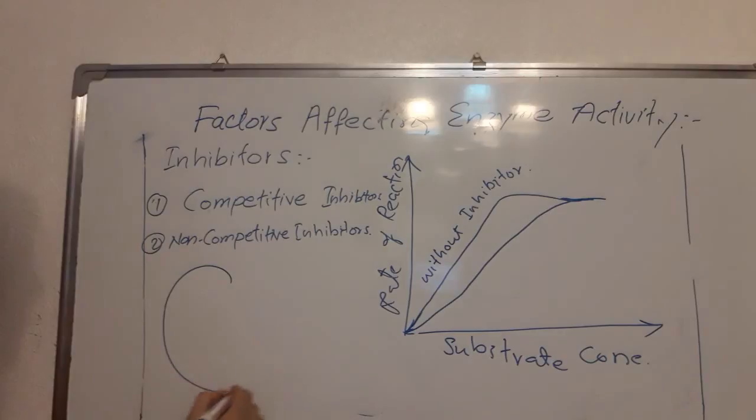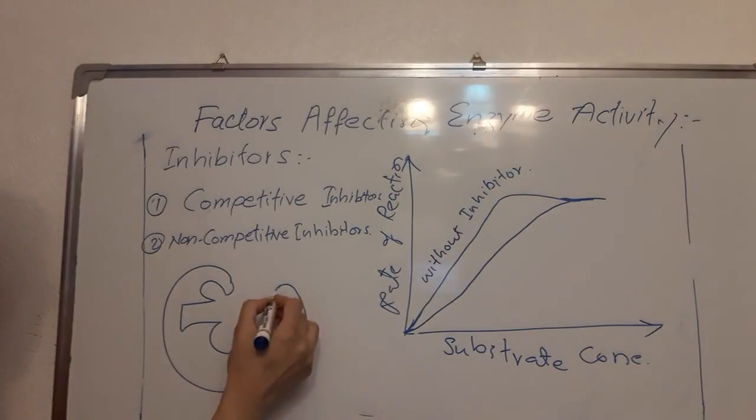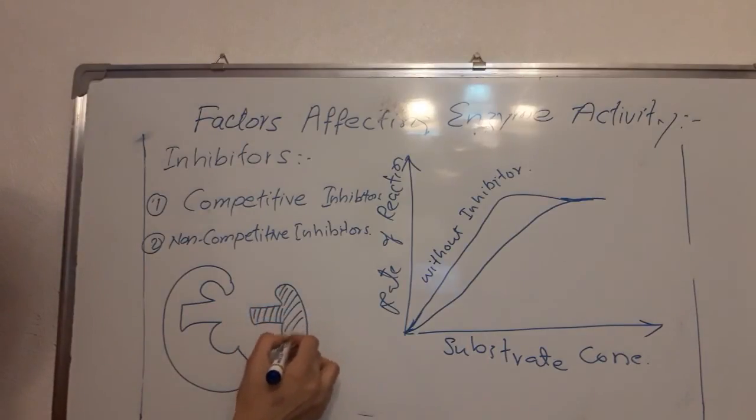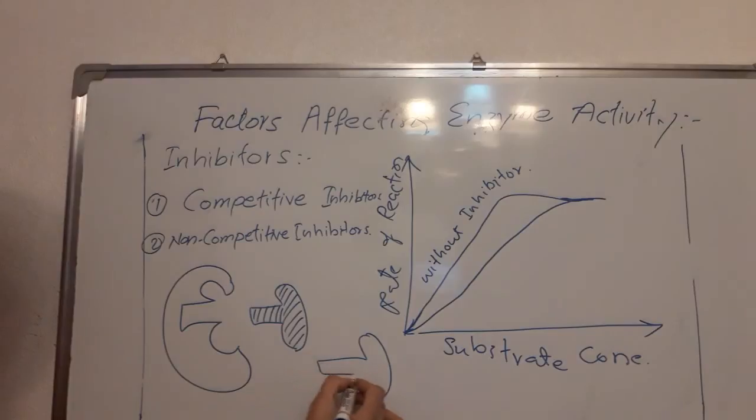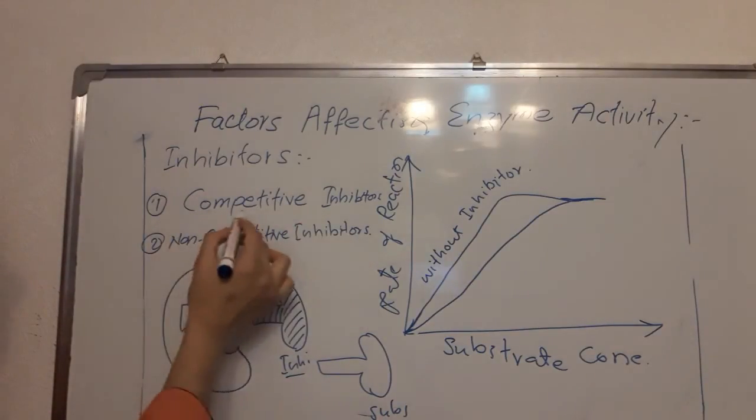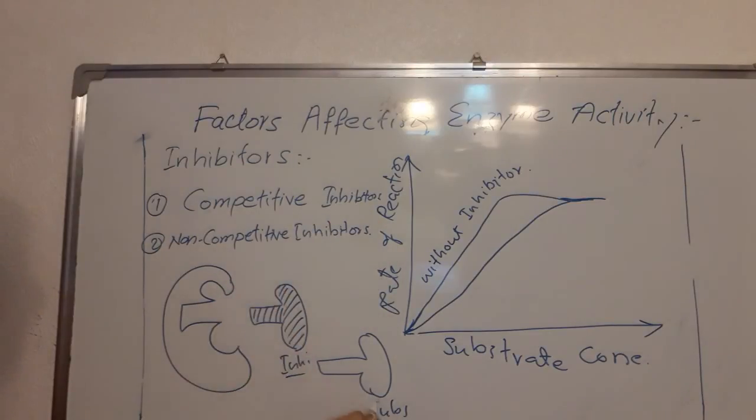For example, this is the enzyme and this is its active site. This is the inhibitor and this is the substrate. As the name indicates, competitive inhibitors compete with each other, substrate and inhibitor, to get into the active site. So the inhibitor, when it is attached to the active site, is actually blocking the active site. The substrate molecule can't get there and cannot make an ES complex.